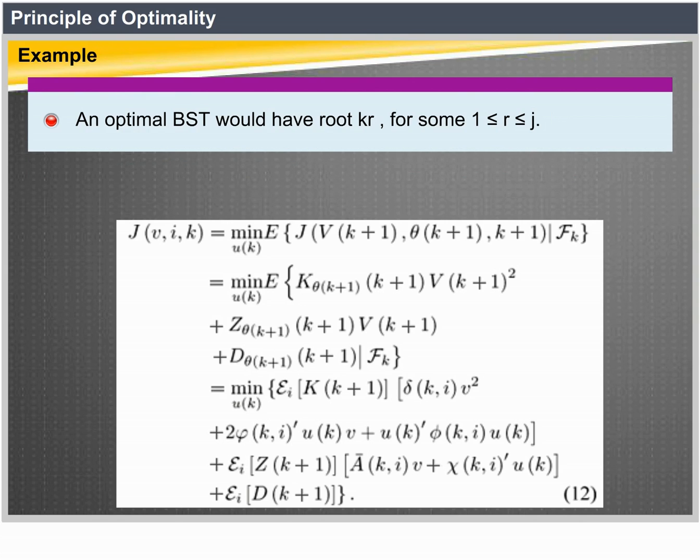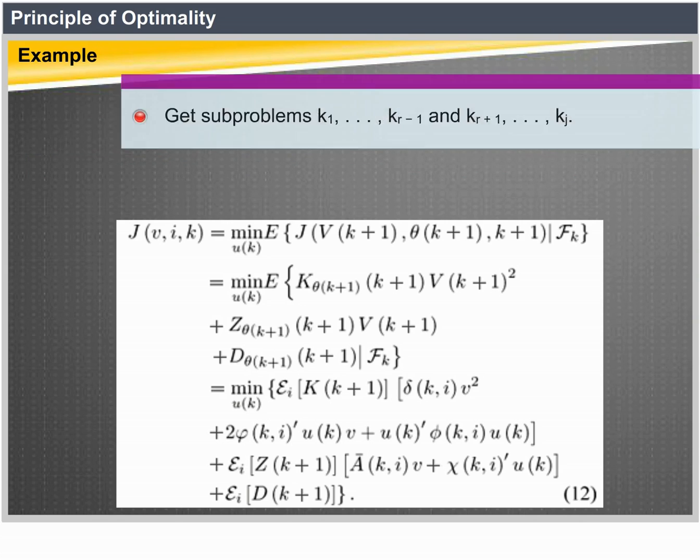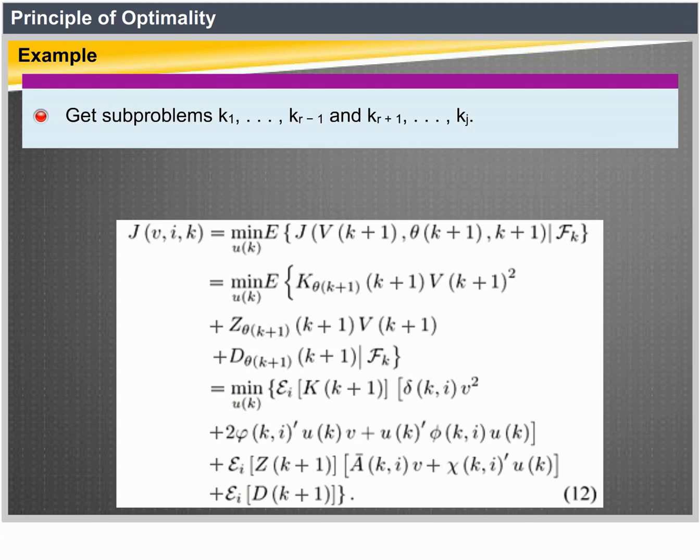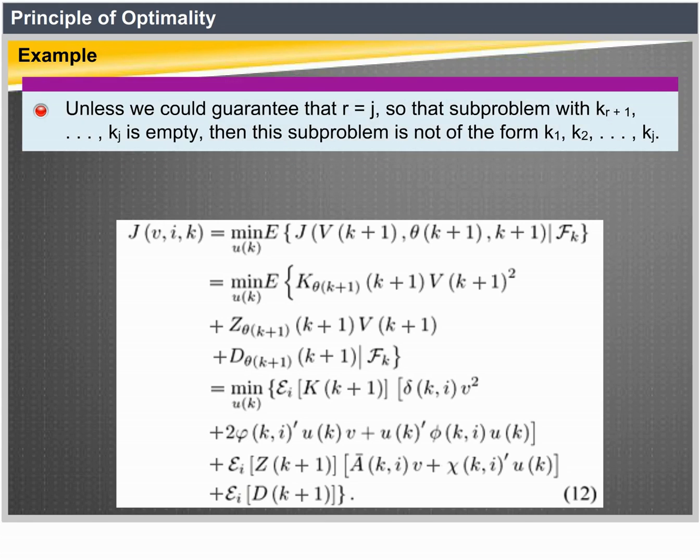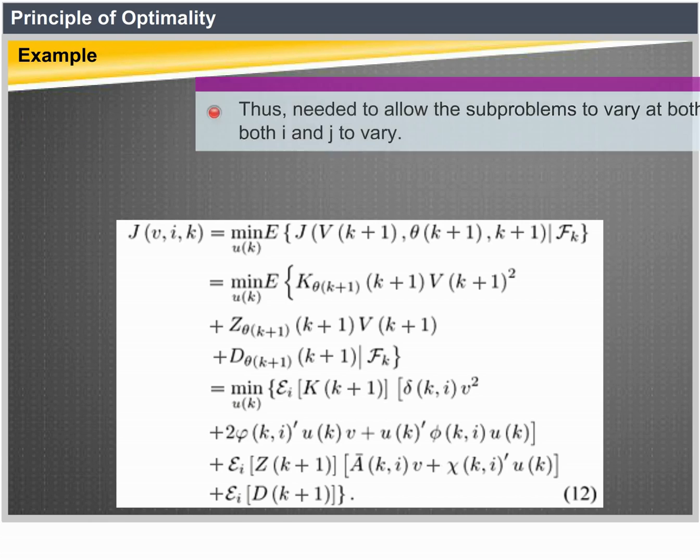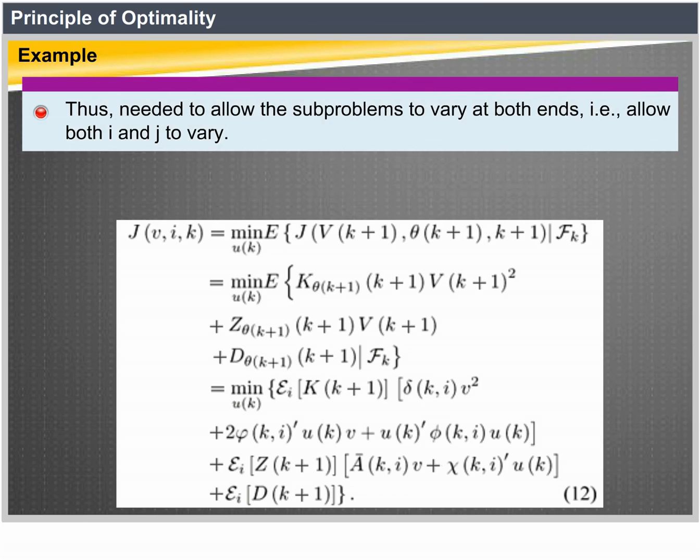Get subproblems k1 to k_{r-1} and k_{r+1} to kj. Unless we could guarantee that r equals j, so that the subproblem with k_{r+1} to kj is empty, this subproblem is not of the form k1, k2 to kj. Thus, we needed to allow the subproblems to vary at both ends, that is, allow both i and j to vary.